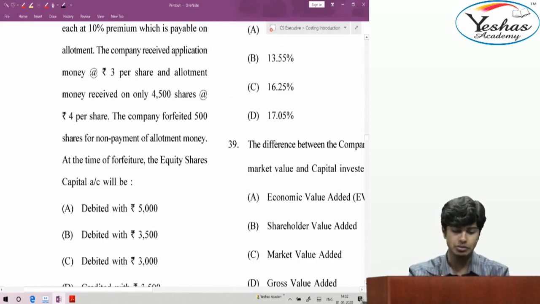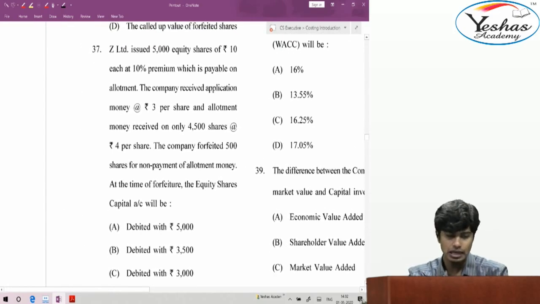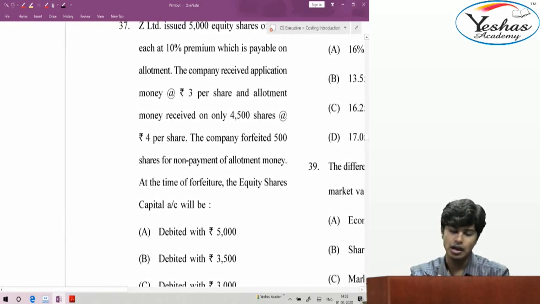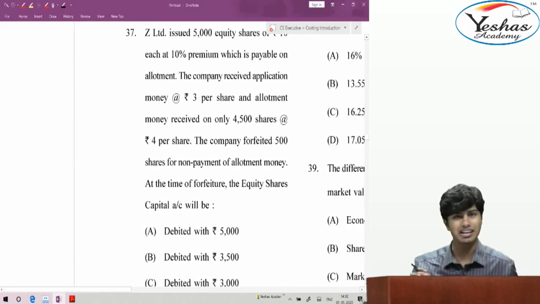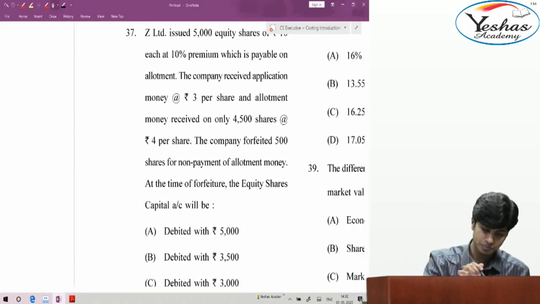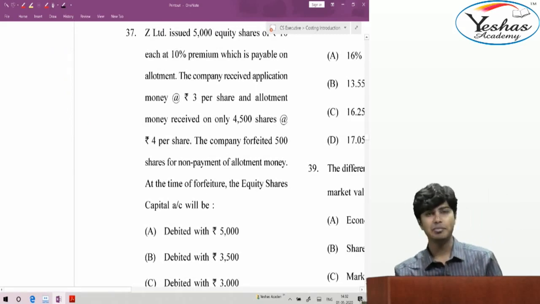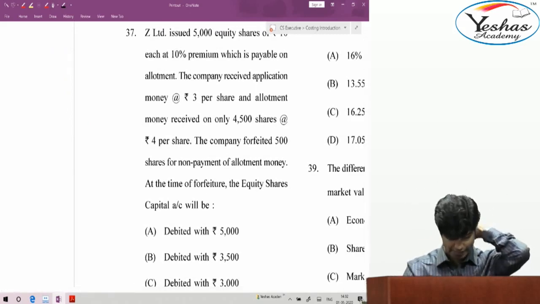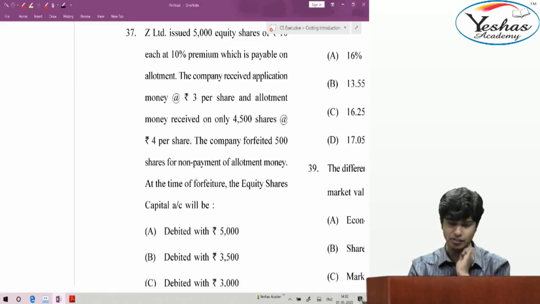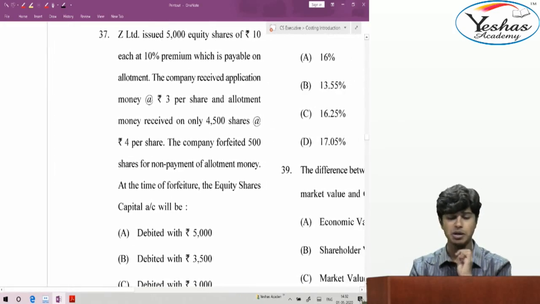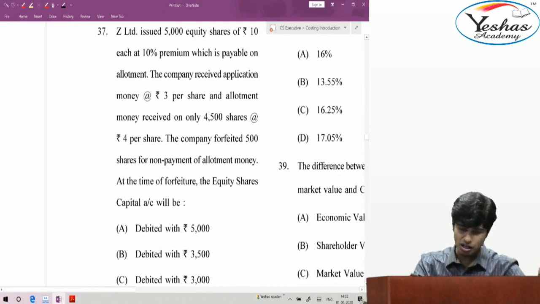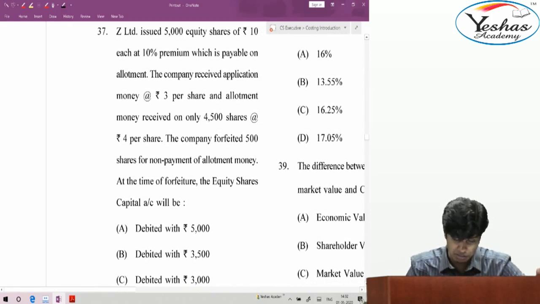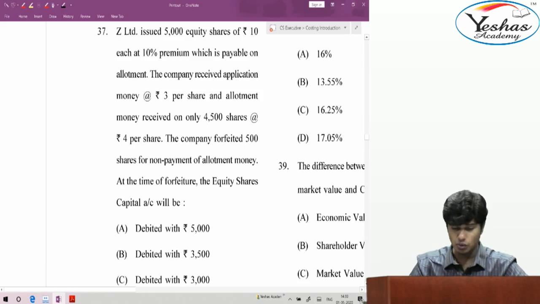The 37th one, Z Limited. This is again a forfeiture question. Let us read the last line. At the time of forfeiture, equity share capital account should be debited with the amount called up. How much is the amount called up? Let us see this question number 37. It has 5,000 equity shares of rupees 10 each at 10% premium, which is payable on allotment. The company received application money at rupees 3 per share, and allotment money received only on 4,500 shares.